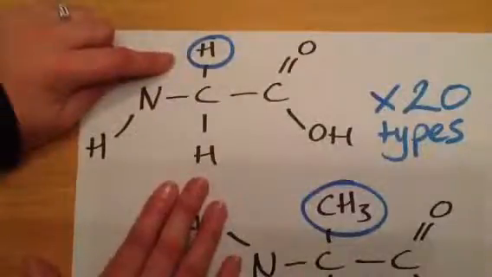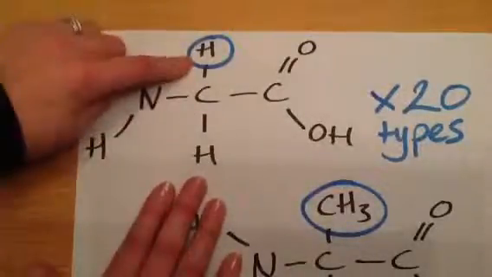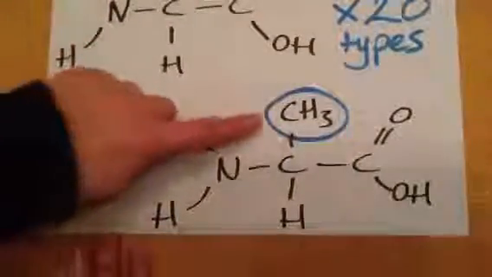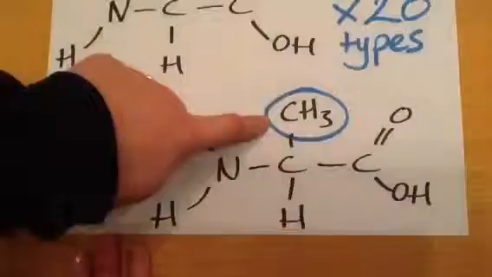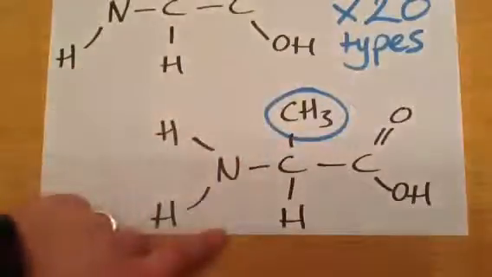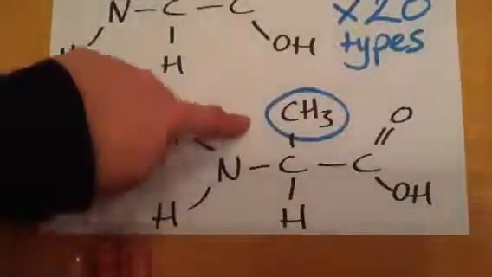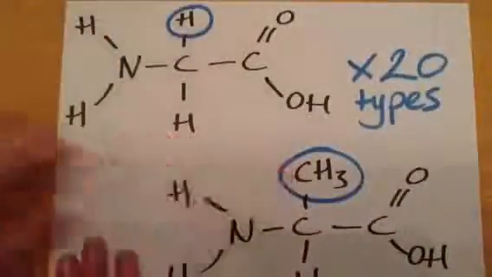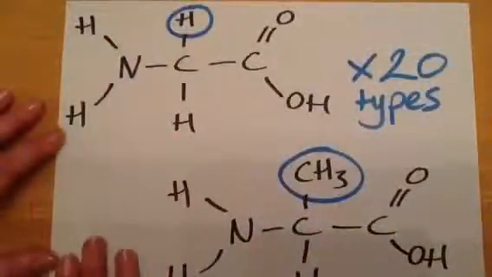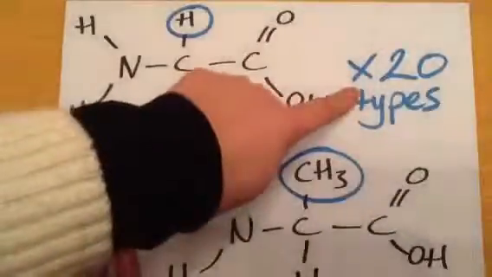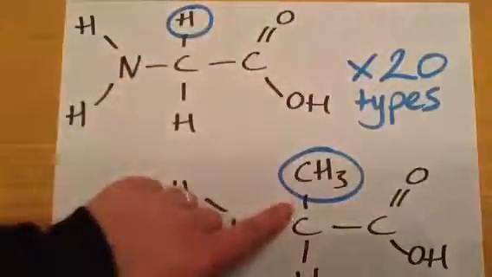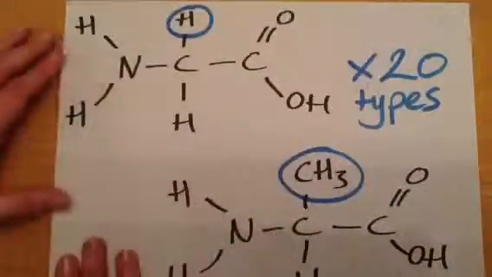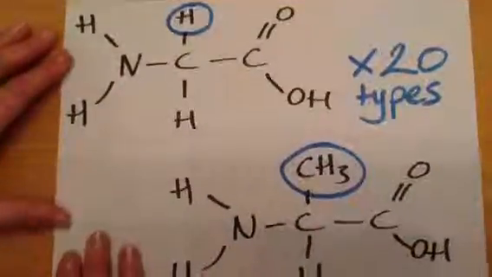This one's called glycine, where we have H up at the top here. And down here, we've got the group CH3. So this is a different amino acid again. This is one called alanine. Now, it's just the R group that's changed in these 2 amino acids. And there are 20 different types of R groups that could possibly be bound to this central carbon, which gives us 20 different types of amino acids.